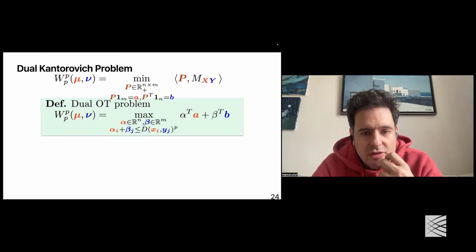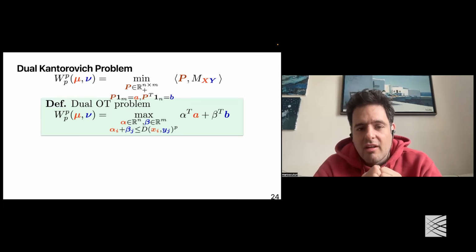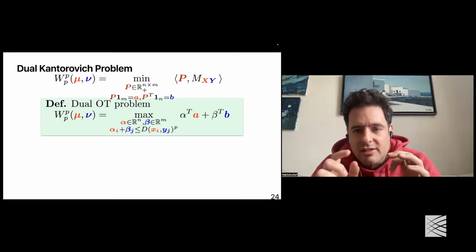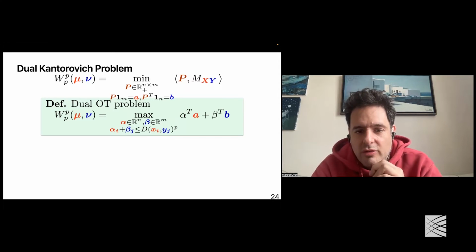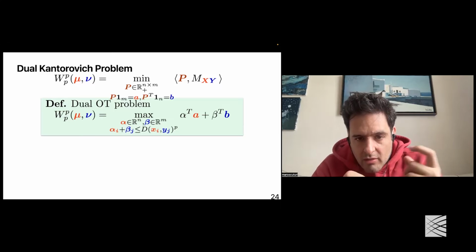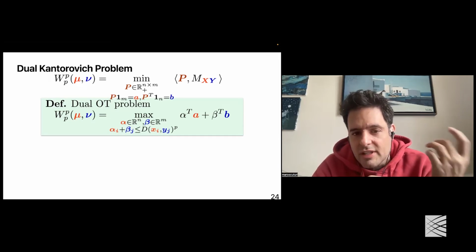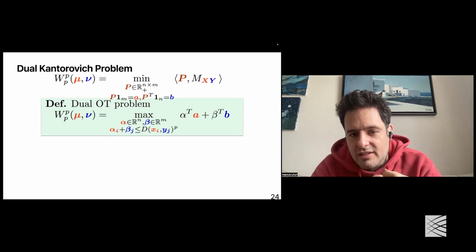Instead of having a rectangular matrix that tells you how much mass is transferred from each point i to each point j, it is going to be defined in terms of two vectors of prices, of size n and m respectively. So one vector for the size of the first set and m for the size of the second set. And we are just going to maximize the dot product between alpha, the prices, and A, and beta and B.